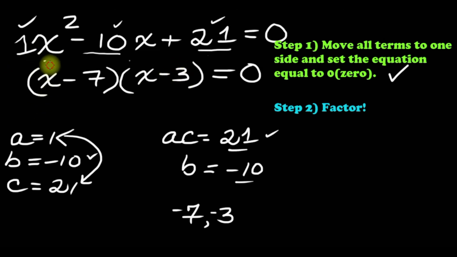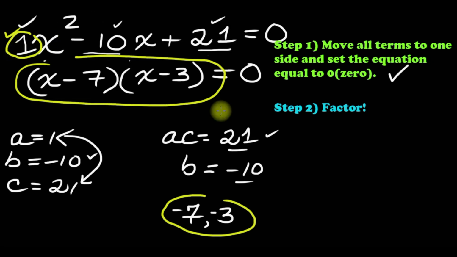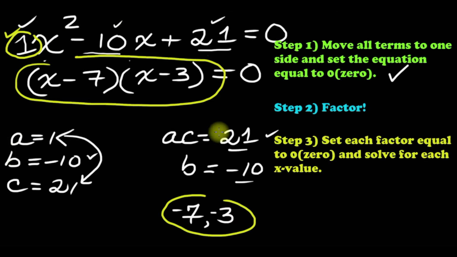Okay, so if you multiply these two factors, it's going to come out to this. The reason why we can just use these two numbers and write it out in factor form is because your a is 1. This is when a is 1. Now, if a is not 1, then we have to do it other ways. All right, so that is step number 2. Let's take a look at step 3.